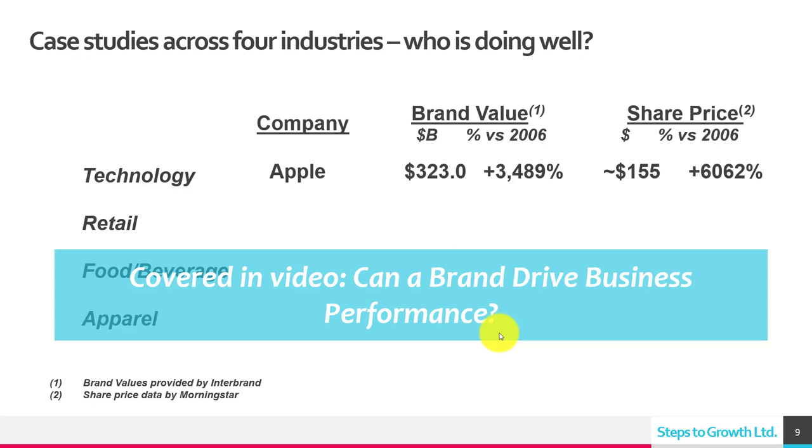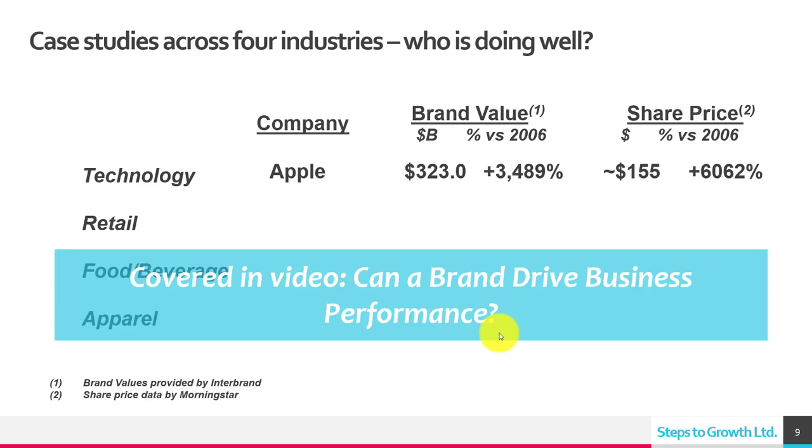If you wanted to buy the Apple brand, you would have to pay, according to the valuation, $323 billion. That is what that brand is worth. And it has gone up 3,500% since 2006. If you ask, what is the link to business? Well, their share price has gone up 6,000% since 2006. Obviously, that's not all because of the brand, but in the next video, can a brand drive business performance? I'll show how there is some linkage there.